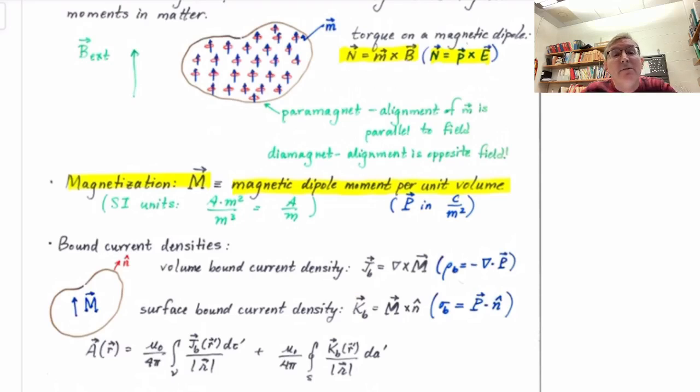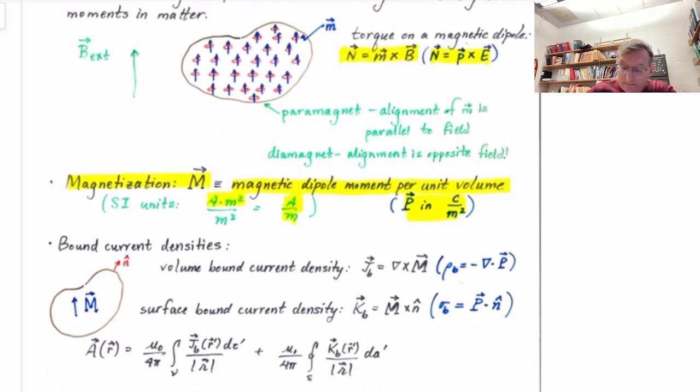What's the SI unit of magnetization? You take the SI unit of magnetic dipole moment, which, as we discussed at the very end of Chapter 5, has unit of current times area, ampere times meter squared. Magnetization is magnetic dipole moment per unit volume, so that's ampere times meter squared over meter cubed, so that's ampere over meter. Just by way of checking, for polarization in Chapter 4, the SI unit was coulomb per meter squared.